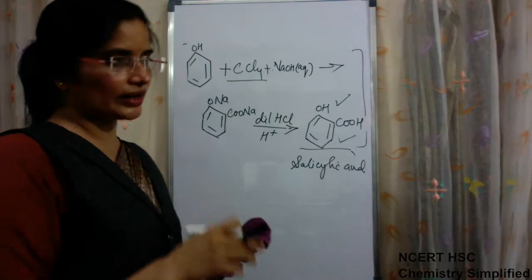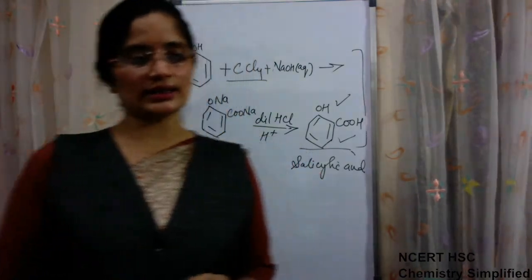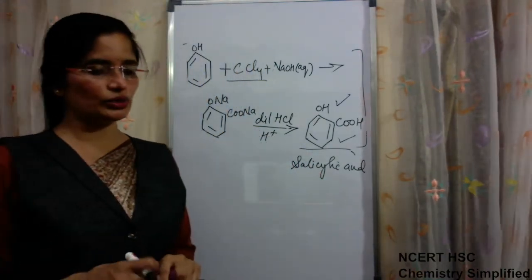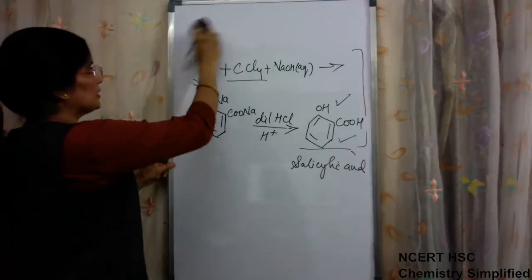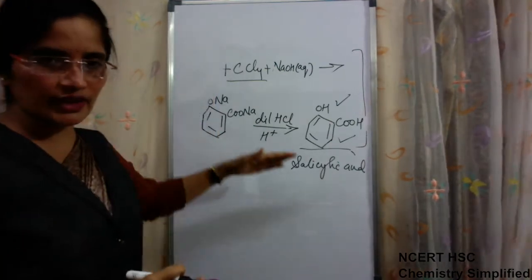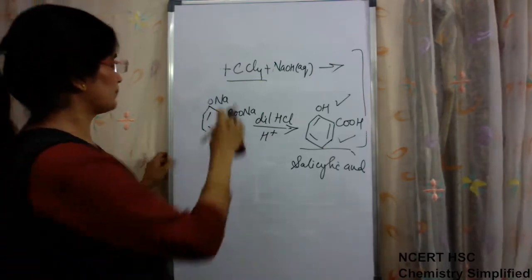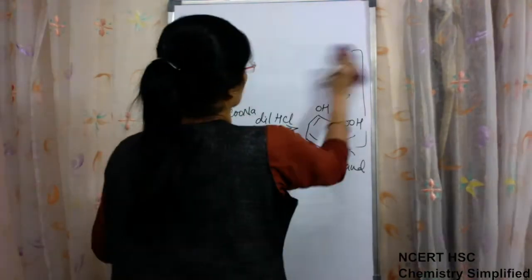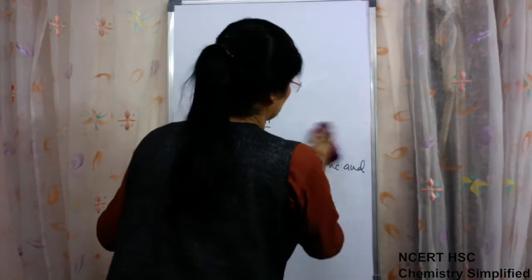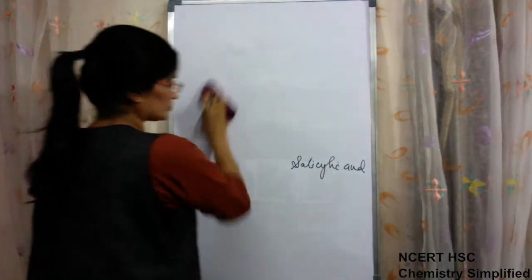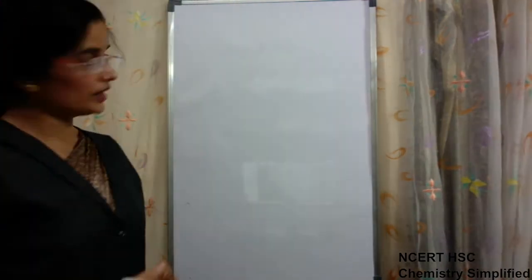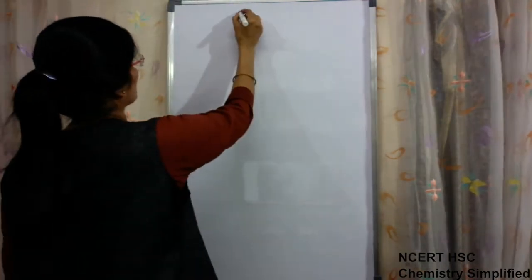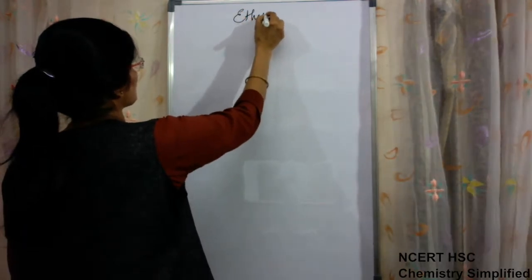See, organic is all about systematic learning. If you learn it systematically, you can score very easily in organic. But if you just learn it in the way we are studying, it will be difficult. Okay, so this is all about phenols. Now we come to the next part of the chapter, that is ethers.